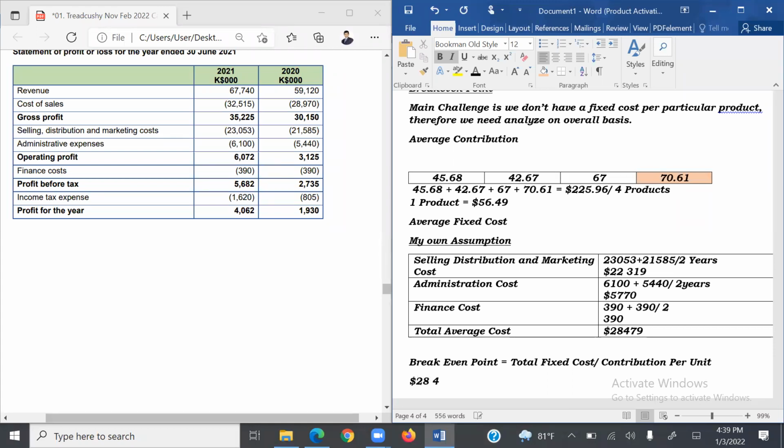So 28,479 divided by 56.49. Can you please tell me, students, what answer you should be able to get in this case? I think the correct answer is 504 units, if I'm not mistaken. So it is giving you somewhere around 504 units. I'll write down here, students, 504 units.